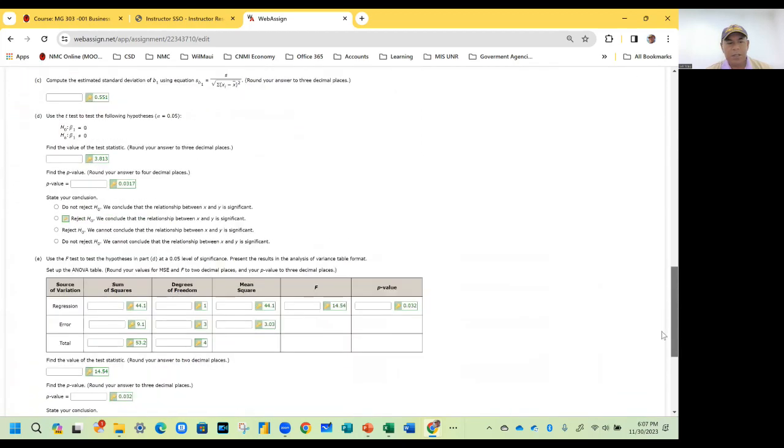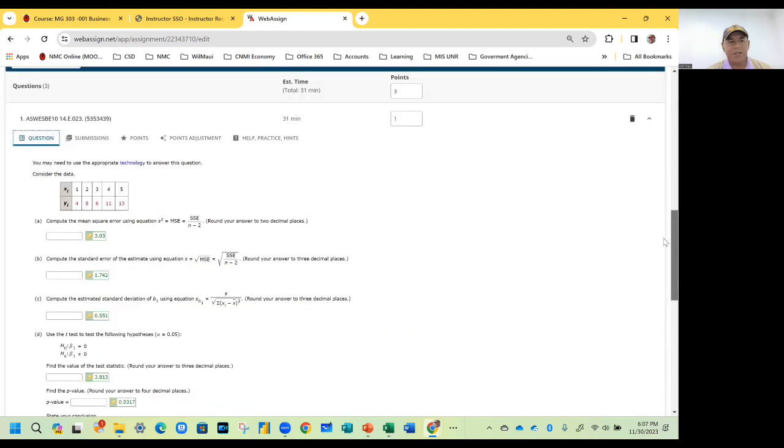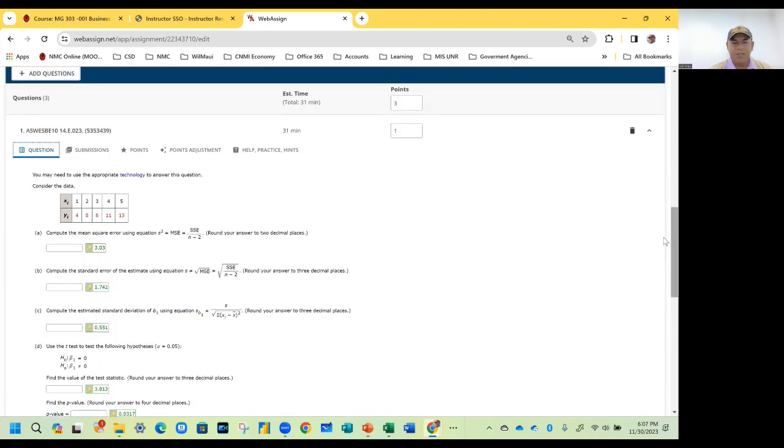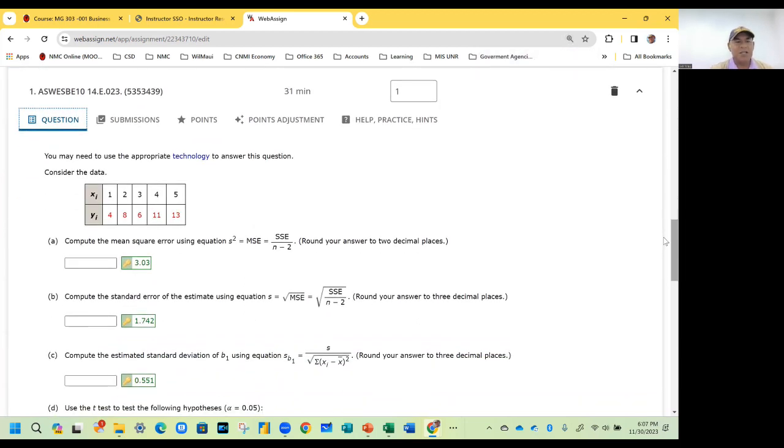Okay. All right. So maybe this is a good one to do, no? So practice the interpretation. So here the problem says what? You may need to do technology. Okay, so we'll do that. It says consider the data. You're given X and Y values. And then it says compute the mean square error using the equation. So, okay, so it gives you the equations, right? And it's a good way to learn by looking at the equations, no?